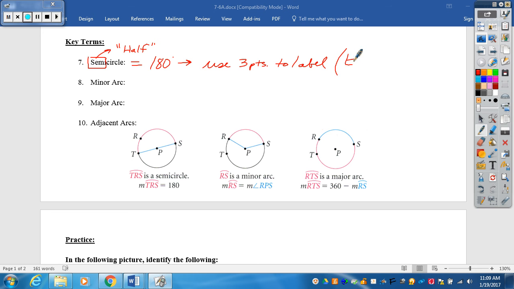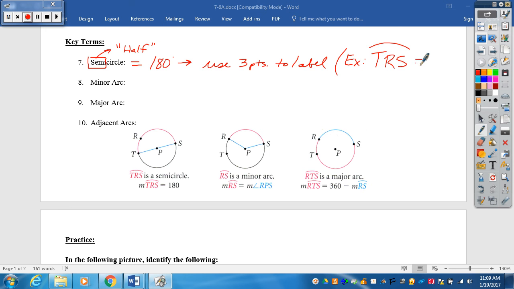If you only use 2 points, then you don't know if you're referring to the top half or the bottom half, the right half, the left half. You're just referring to a half. Well, which half are you referring to? That's why we use 3 points. So if I go ahead and mark this out, arc TRS, as you can see down here on this example right here, TRS would be considered a semicircle.